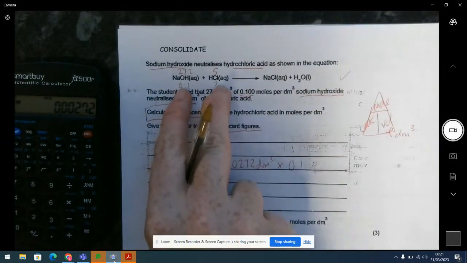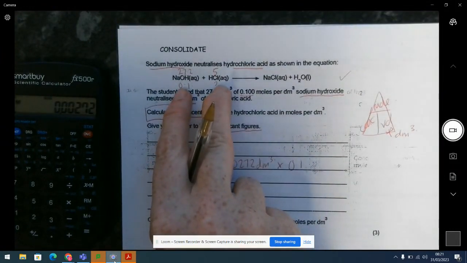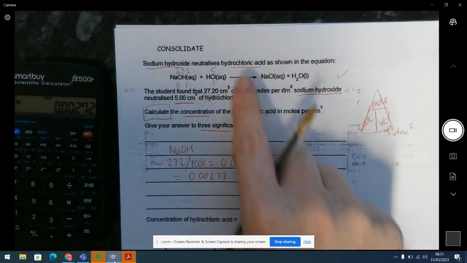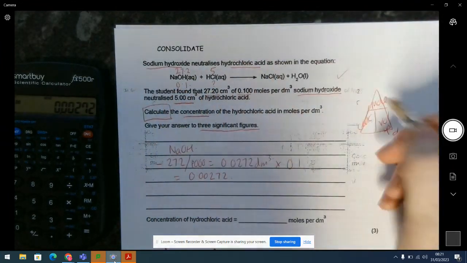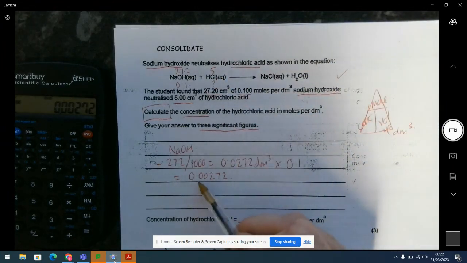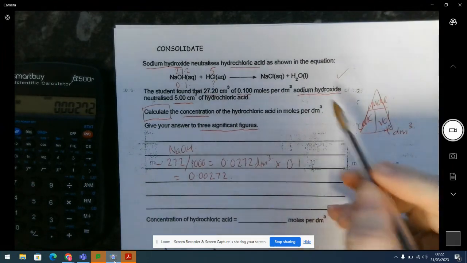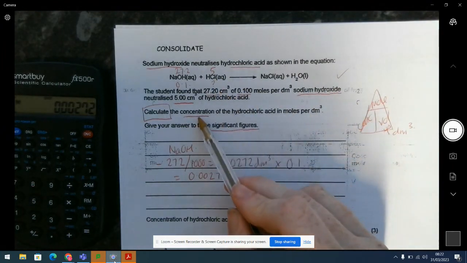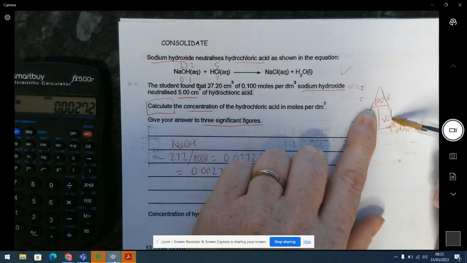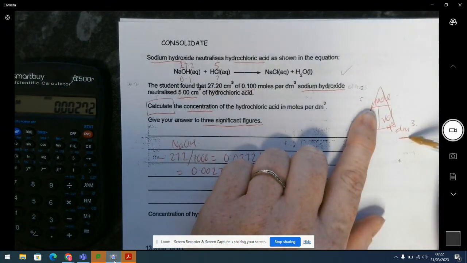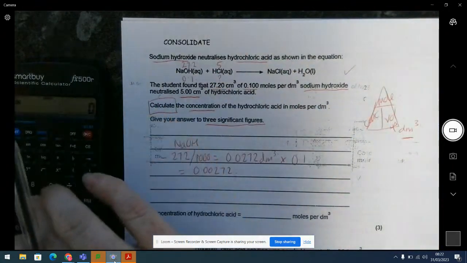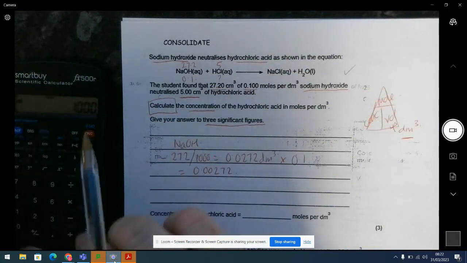So I'm looking at my question. I can see the ratio is 1 to 1. So whatever I've worked out here would also be the mole value for over here. So I know that for hydrochloric acid, it has a mole value of 0.00272. I've been asked to work out concentration. So there we go. I do my mole value divided by the volume, but the volume has to be in decimeters cubed. So I take 5 and I divide it by 1,000.